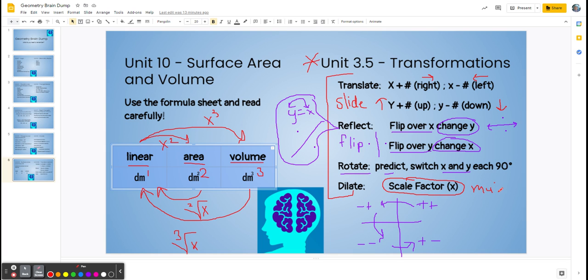Multiply. Say that with confidence. We multiply. Yes, we multiply. Okay? Shake your hands out. I know they're tired. All right. That is our brain dump.